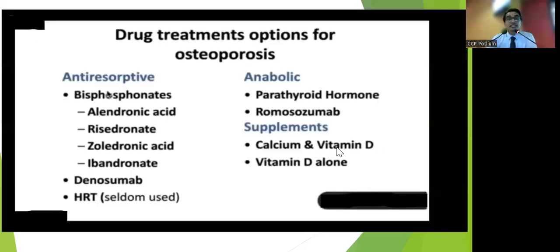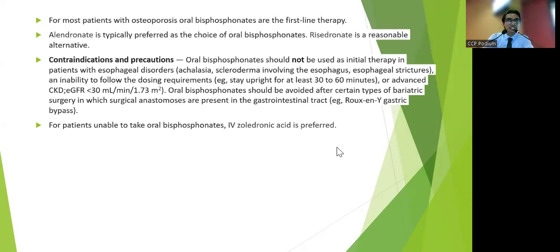Next part is the osteoporosis specific treatment, osteoporosis specific pharmacotherapy. There are two major types of drugs, antiresorptives and anabolic compounds. So in most patients, the first choice of treatment is an antiresorptive, preferably an oral bisphosphonate, and we commonly use oral alendronate for it.